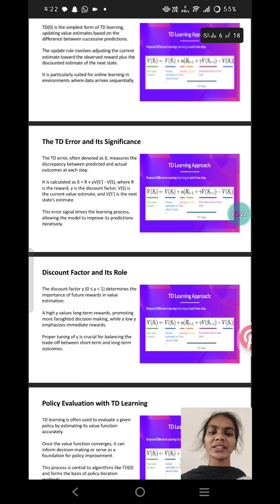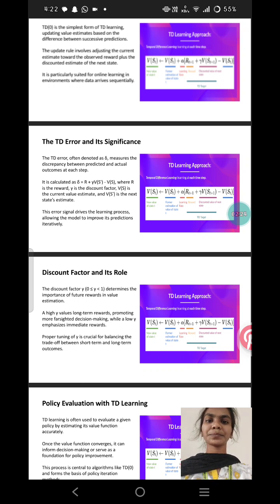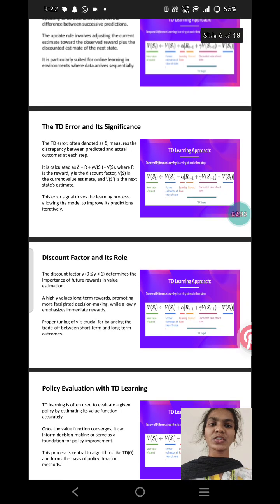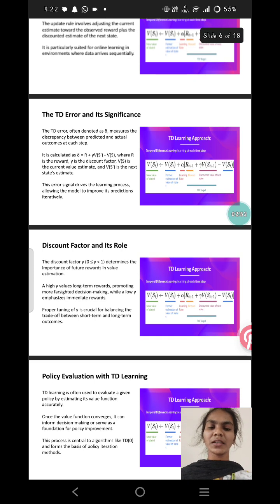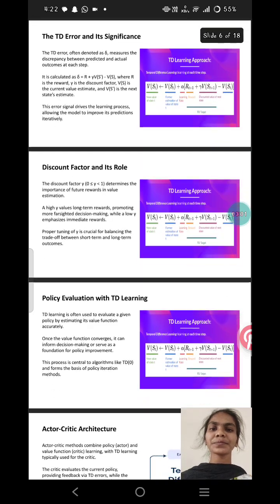The TD error and its significance. The TD error, often denoted as delta, measures the disparity between the predicted and actual outcomes at each step. It is calculated as delta equals r plus gamma times V of s prime minus V of s, where r is the reward, gamma is the discount factor, V of s is the current value estimate, and V of s prime is the estimate for the next state. The error signal drives the learning process, allowing the model to improve its predictions.